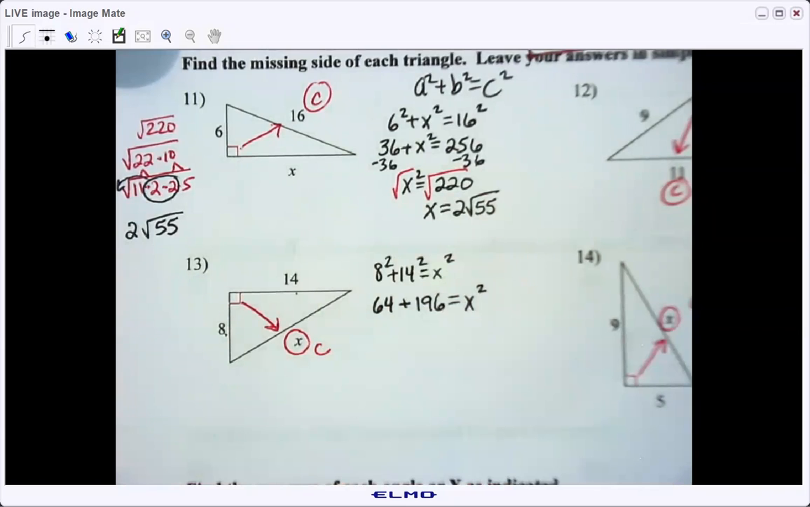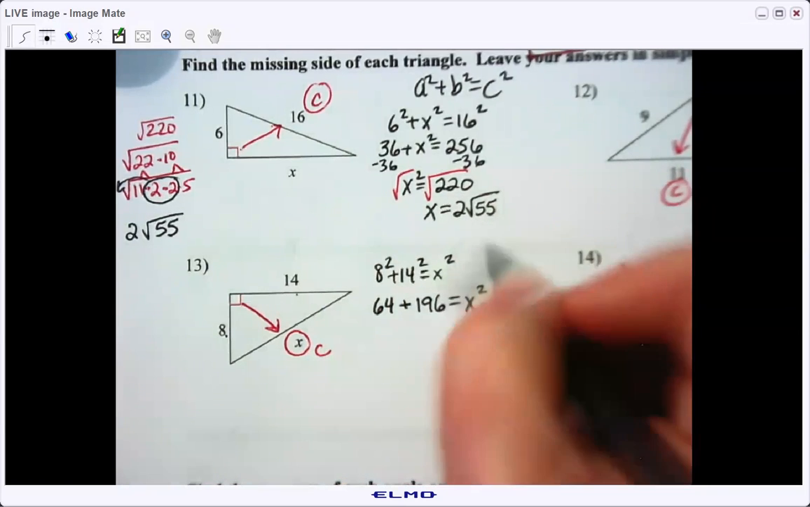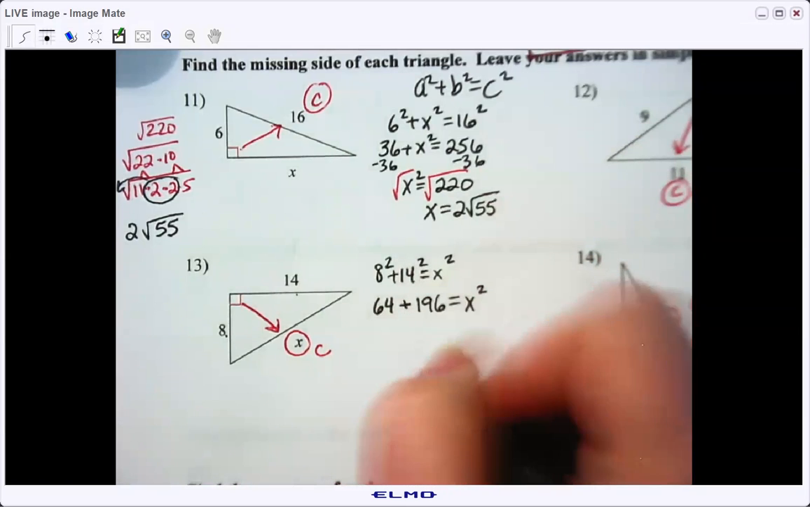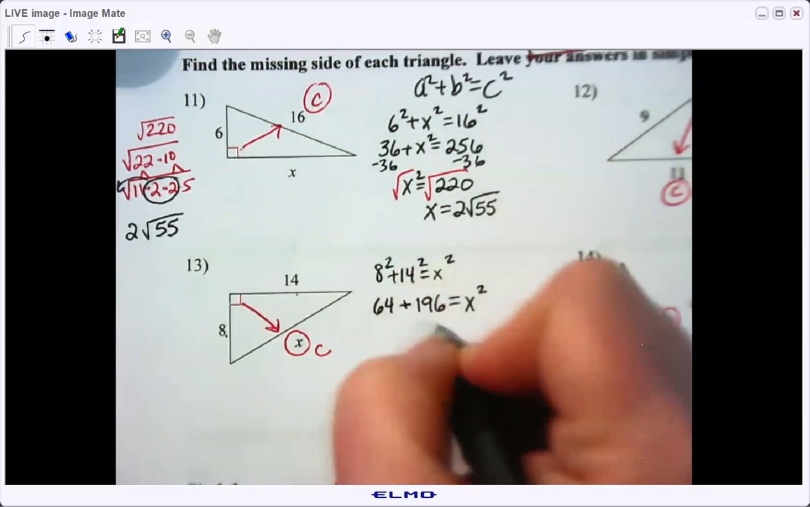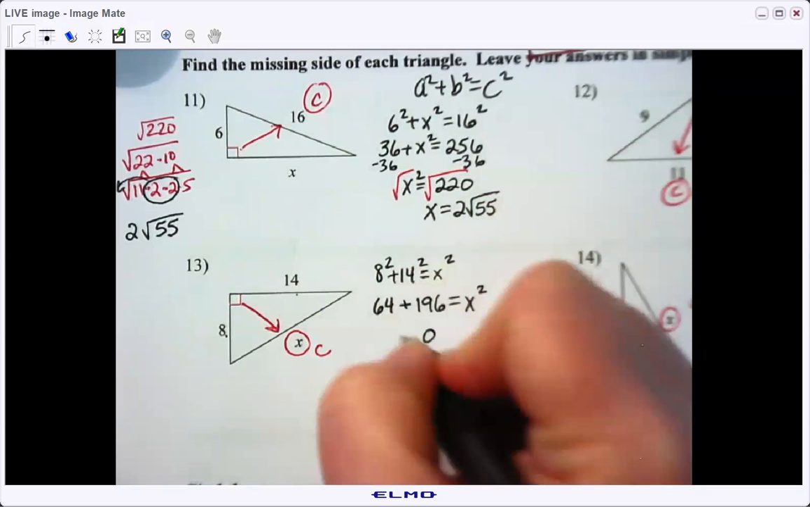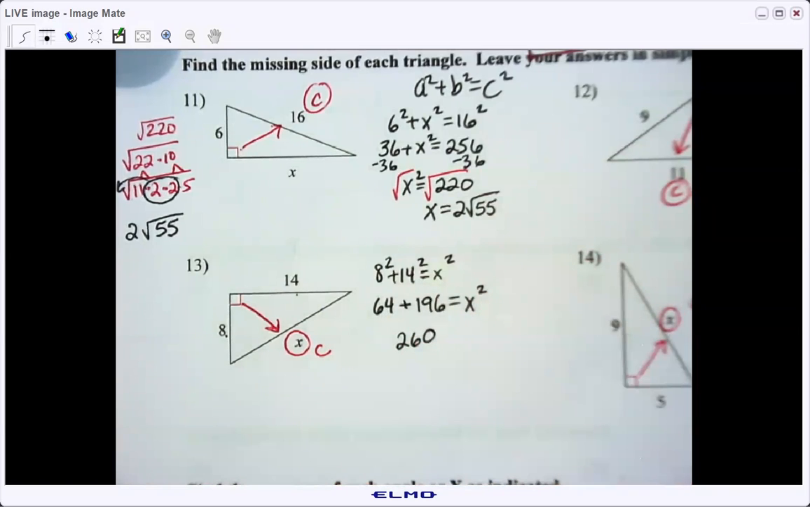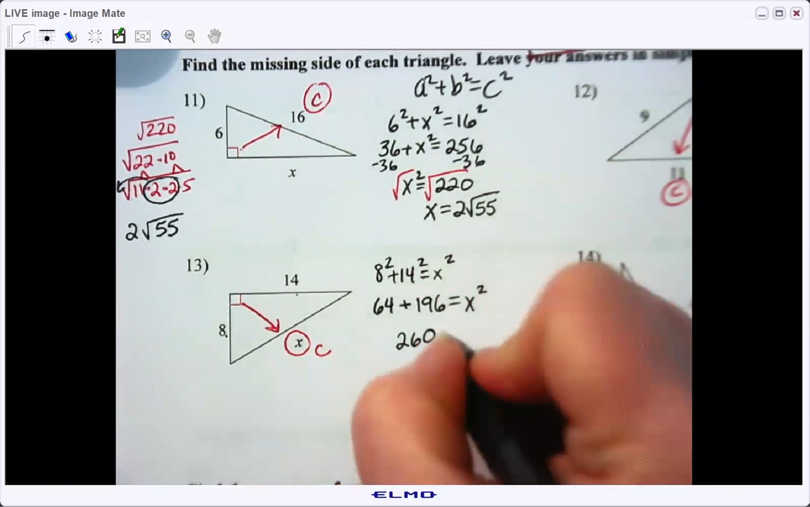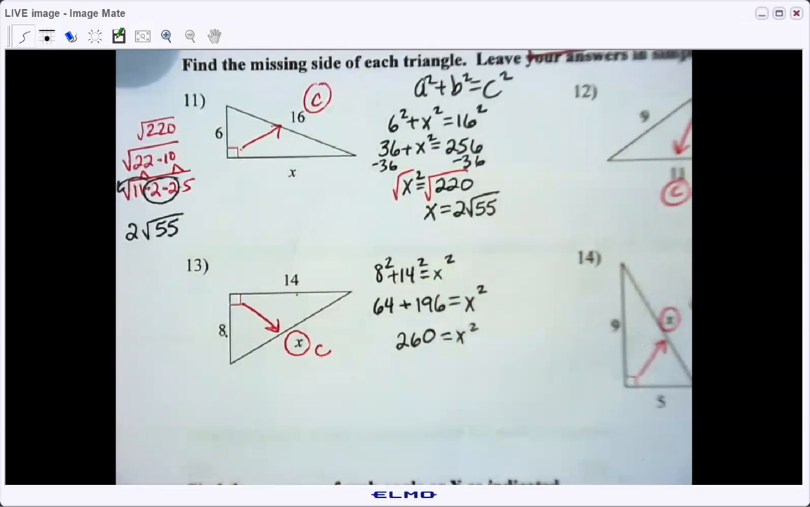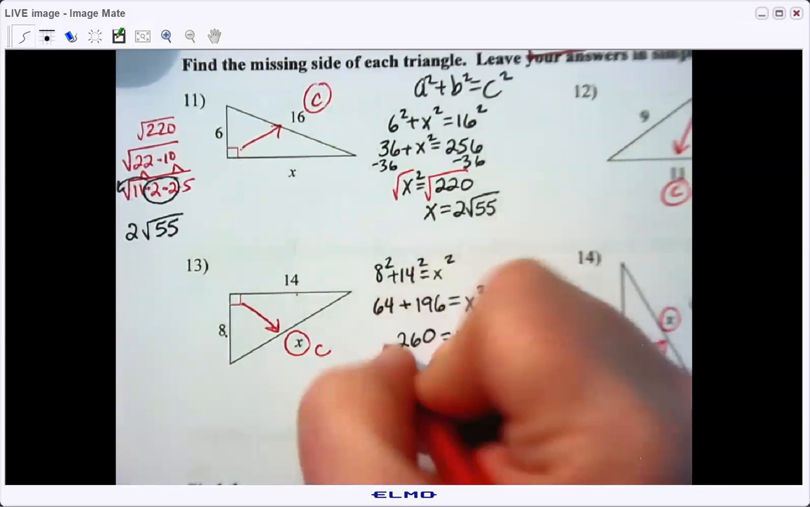Now notice that numbers are both on the left side, so I get to add those together. I don't need to subtract anything to the other side because I'm not trying to get my X by itself. It's already by itself. So when I add those together, I get 260 is equal to X squared. And again, we're going to square root both sides.